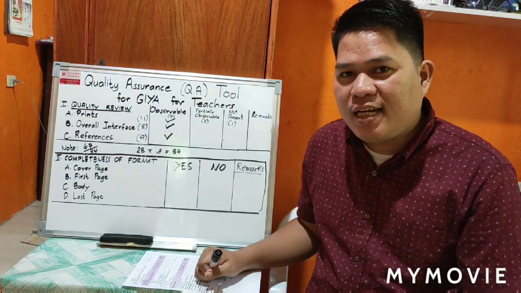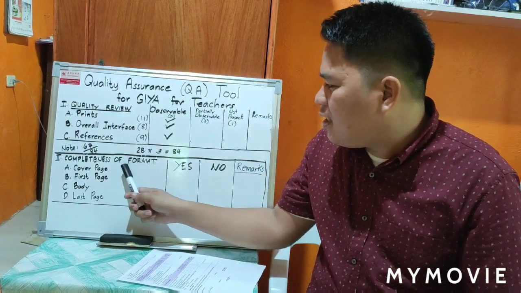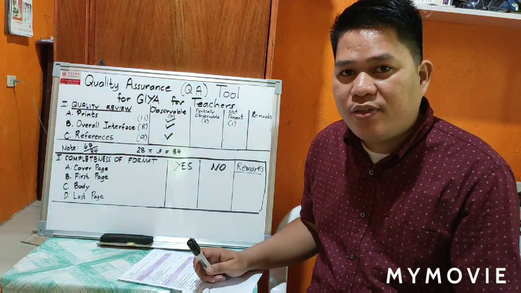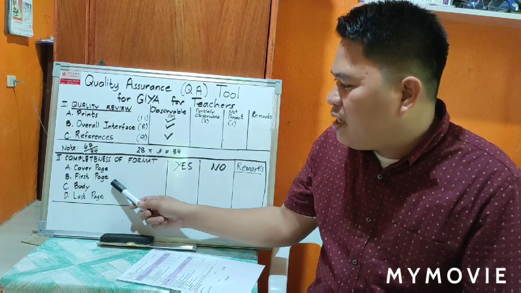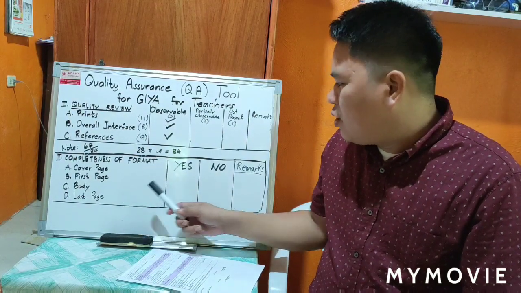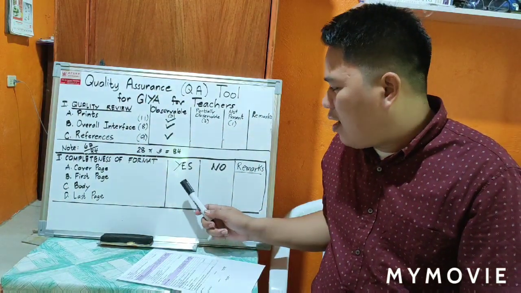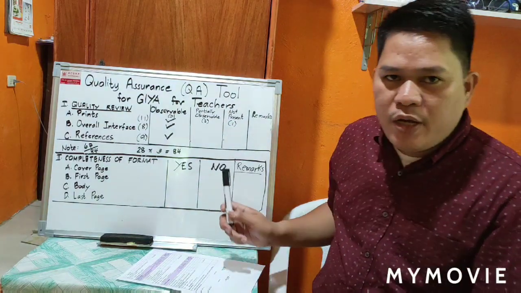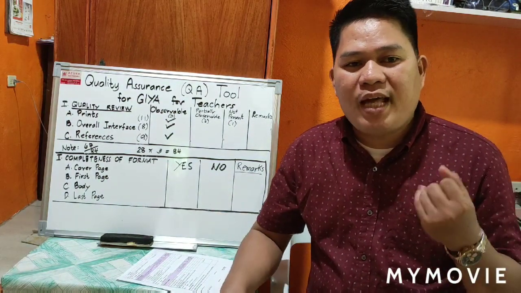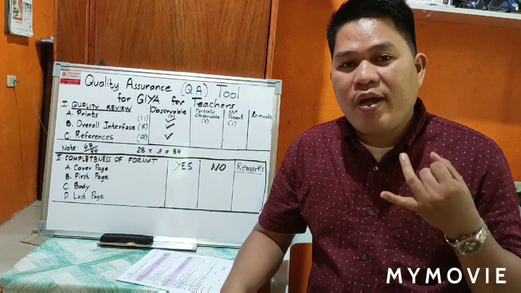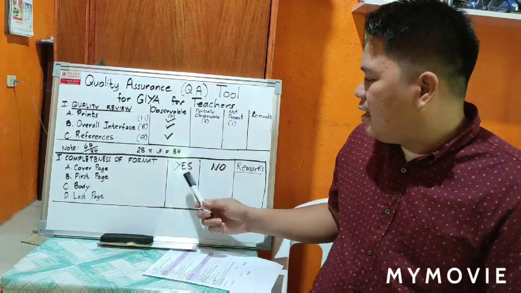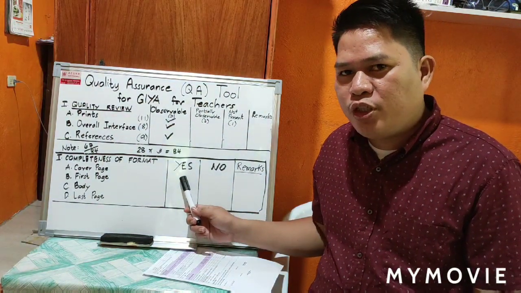So let's now proceed to the second indicator, which is the completeness of format. So there are 4 guidelines for the completeness of format. We have our A cover page, B is first page, C is the body, and D is the last page. So our criteria are yes and no. So for cover page, what are the parts under cover page? We have our resource title, the learning area, the grade level, and the quarter. So for our cover page, you just tick yes if you have completed this portion.